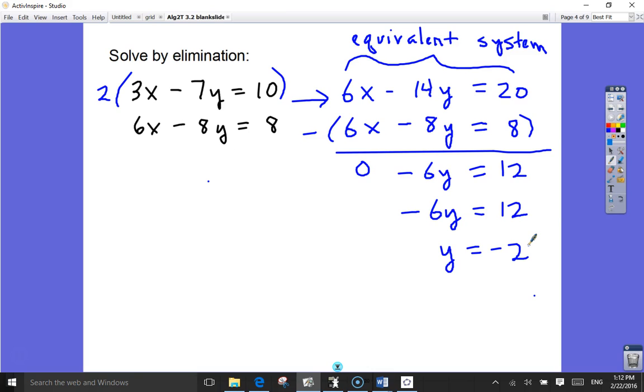Okay, that's the end of the second step. So the last... where? Well, it's negative 14 minus negative 8, which is like negative 14 plus 8, which is negative 6.